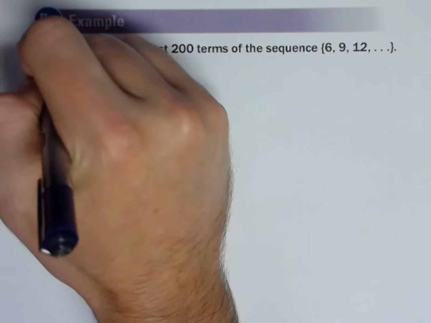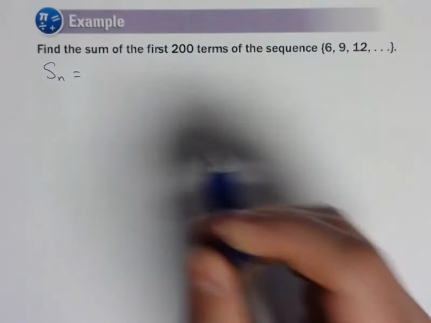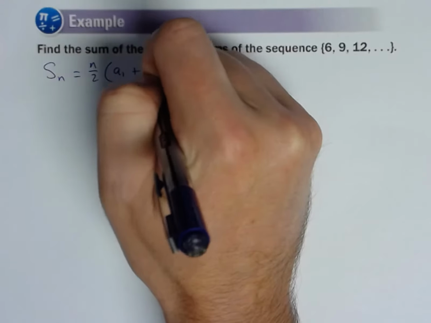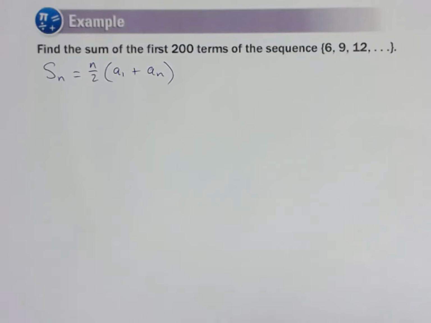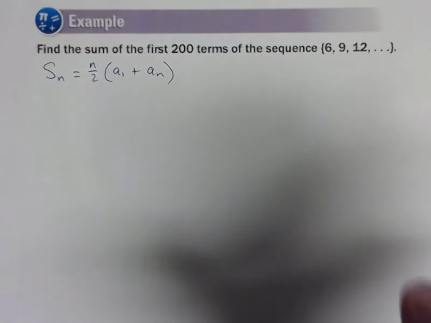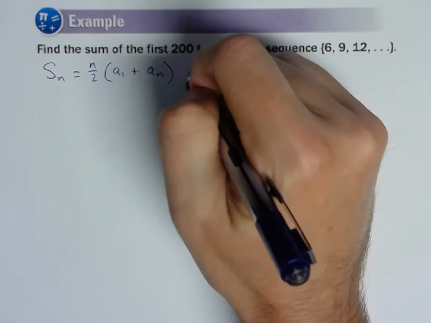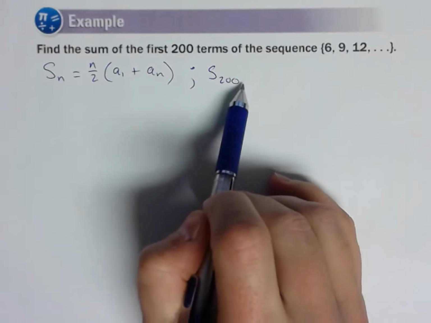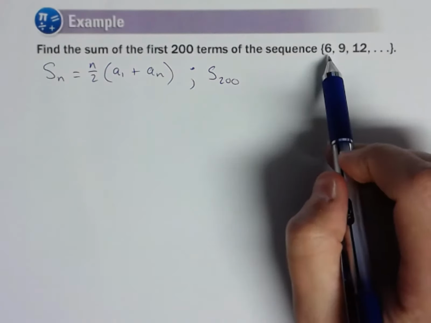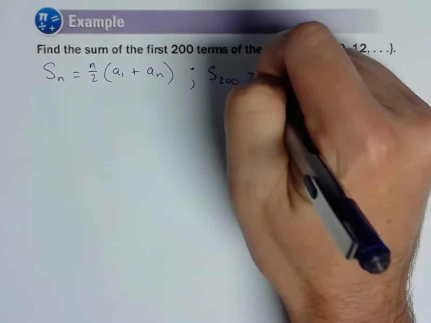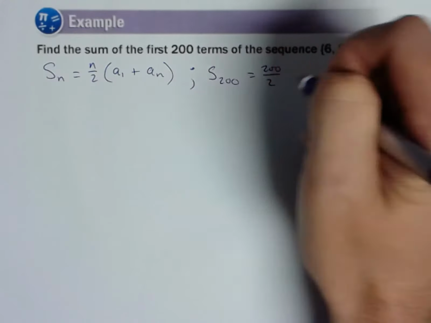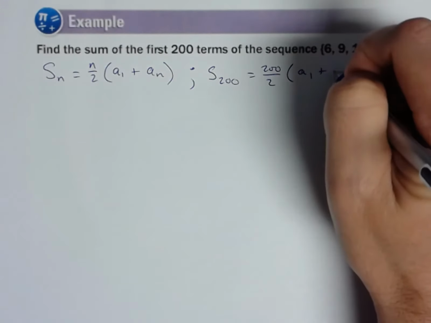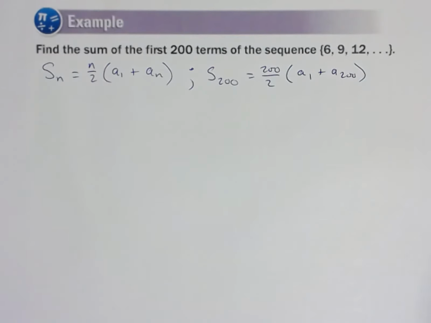So we already saw this general relationship, pretty cool. n over 2 times the first term plus the nth term, whatever it is in this case. So for this particular problem, if we just break it down, we want S sub 200, the sum of the first 200 terms. That's a partial sum, because this sequence goes on forever. It would equal 200 over 2 times the first term plus the 200th term. So what do we need?